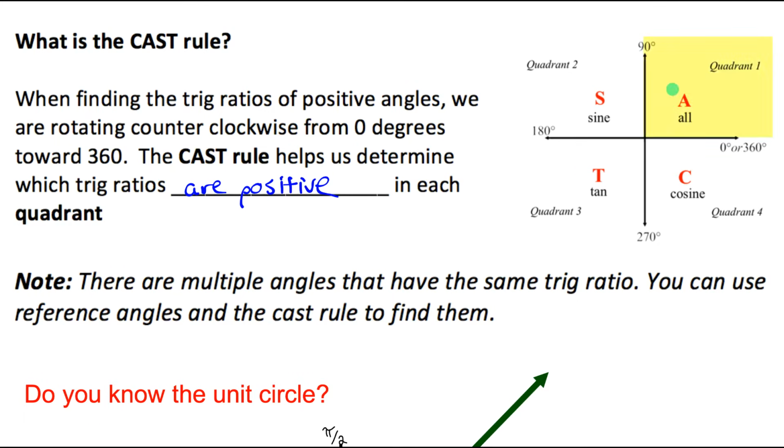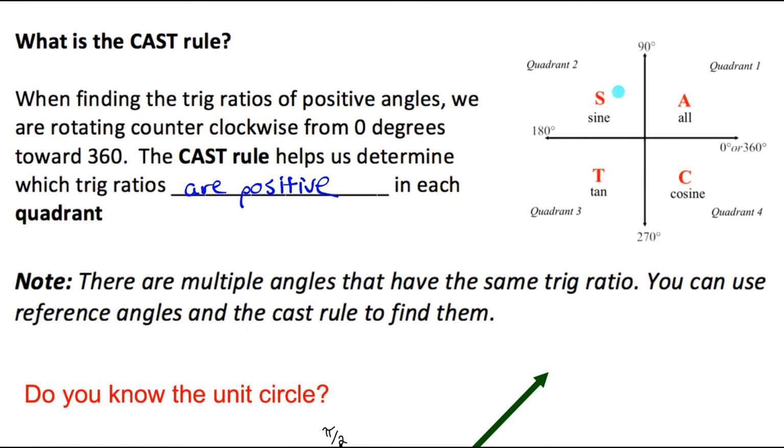And in quadrant number 1, we see the letter A. That means all trig ratios are positive there. In quadrant number 2, we see an S. That means that only sine is positive in that quadrant. Cos and tan would have negative ratios. Quadrant number 3, we see a T. That means tan is positive, which by default then means sine and cos are negative. And in quadrant number 4, we see a C, which means cosine is positive, which means sine and tan are negative. So for each ratio, sine, cos, and tan, there are 2 quadrants where they're positive.